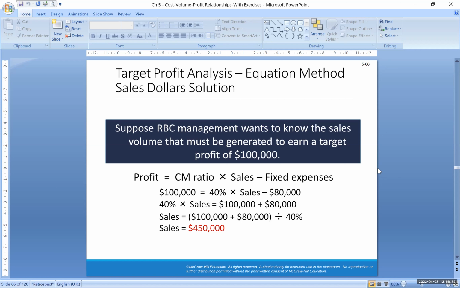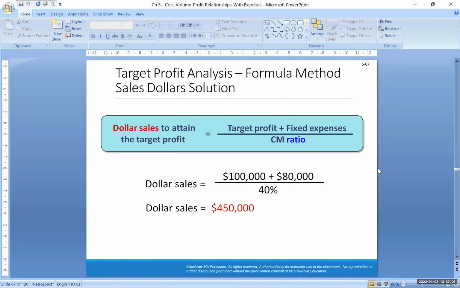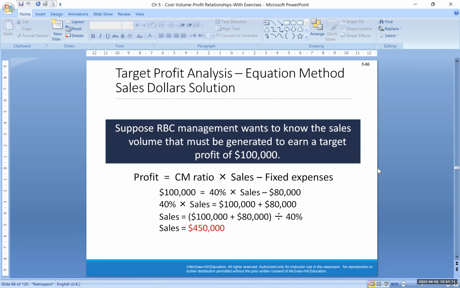So the missing amount here is the sales in dollars. 40% of sales is equal to 100,000 plus the 80,000. And the sales is equal to 180,000 divided by the 40%, and this will give a sales amount of $450,000. So we need to sell that much in order to get $100,000 as a profit.